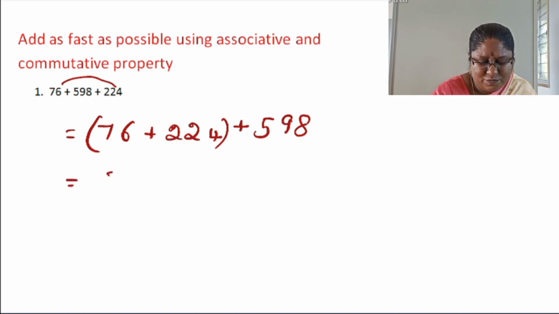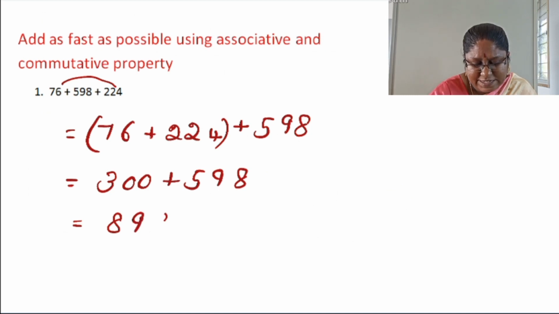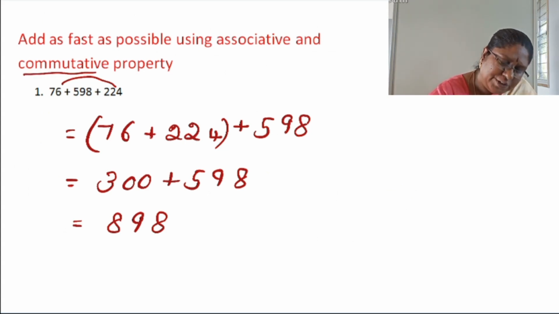Make it the whole number 300. 300 plus 598. What will you have? 898. So in a quick way you can do the sum. Easily within 1 minute or even less time you can finish the addition. So mainly for this purpose we are using the commutative property and associative property.